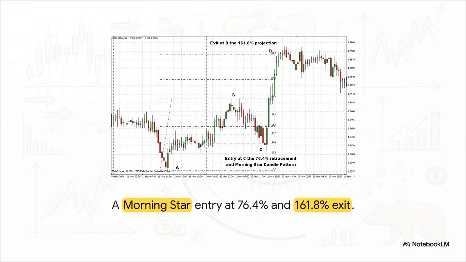Check out how this confluence plays out on a shorter time frame, like a 30-minute chart. The price comes down, hitting that deep 76.4% retracement level, and look what forms. A beautiful morning star pattern right on the dock. That's your rock-solid entry. And then, as the price rallies up perfectly to the 161.8% extension level, well, that extension becomes your exact precision profit target. It's beautiful when it all lines up.